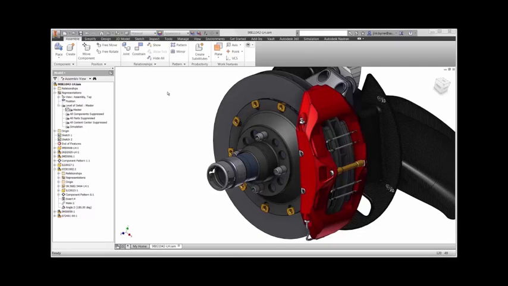Our eventual goal is to find if this brake assembly will fail due to high stress concentrations caused by differential thermal heating. We will focus on the rotor itself, so we can hide the other parts in the assembly.